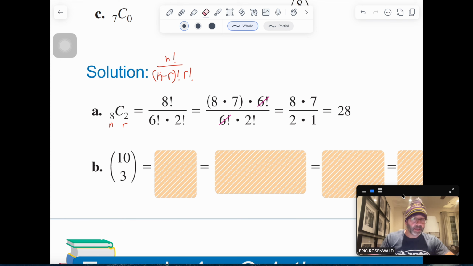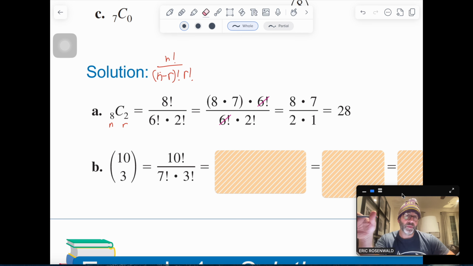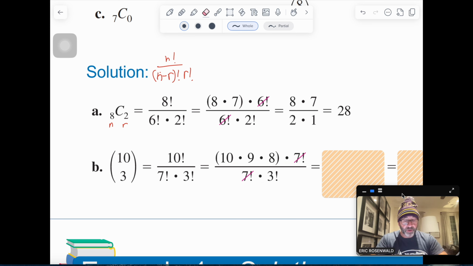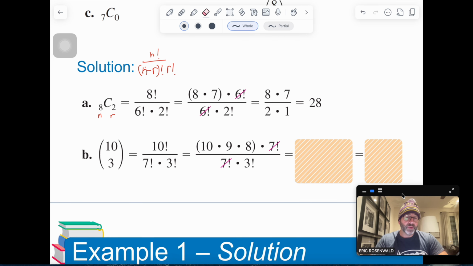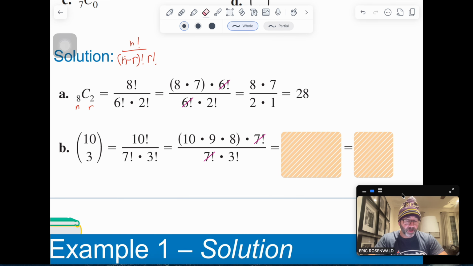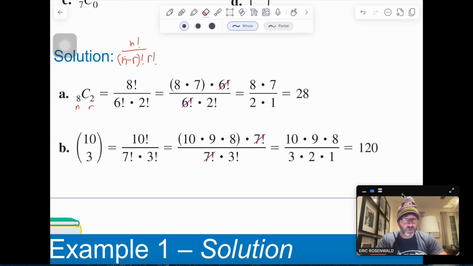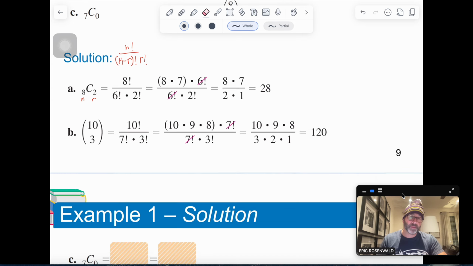If I was to do 10 and 3, same exact thing, I would go 10 factorial over 10 minus 3, which is 7 factorial, and then 3 factorial. That 10 is going to get dropped down until it meets up with the 7, so we get that 7 factorial there. We're left with 10 times 9 times 8, which is 720, divided by 6, which is going to give us 120. That would be my coefficient there.